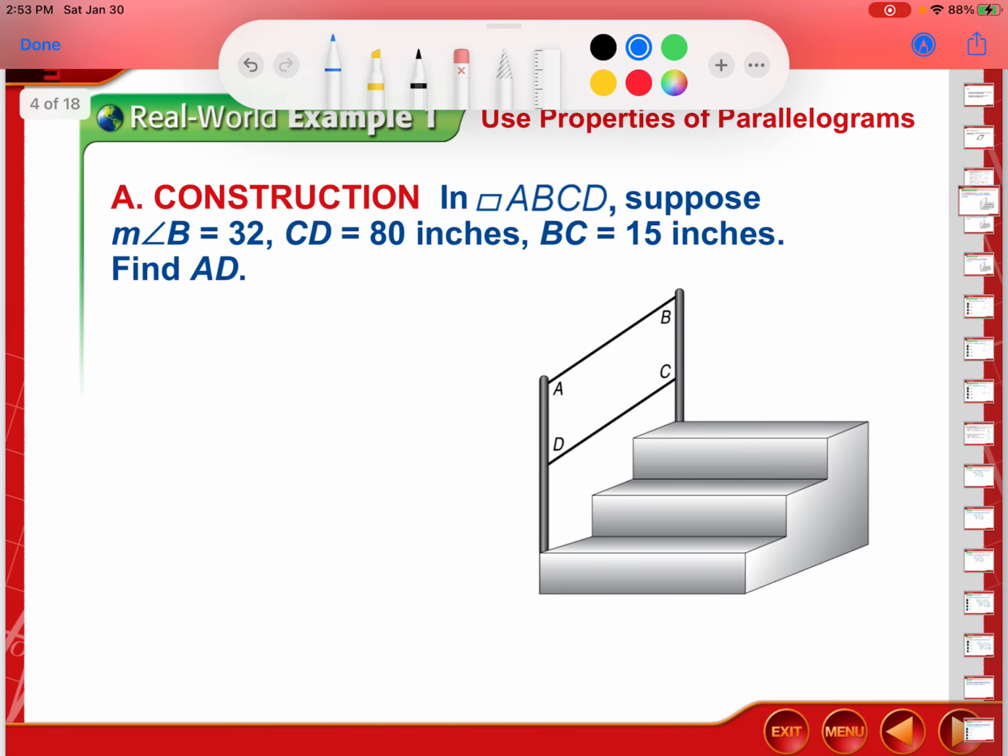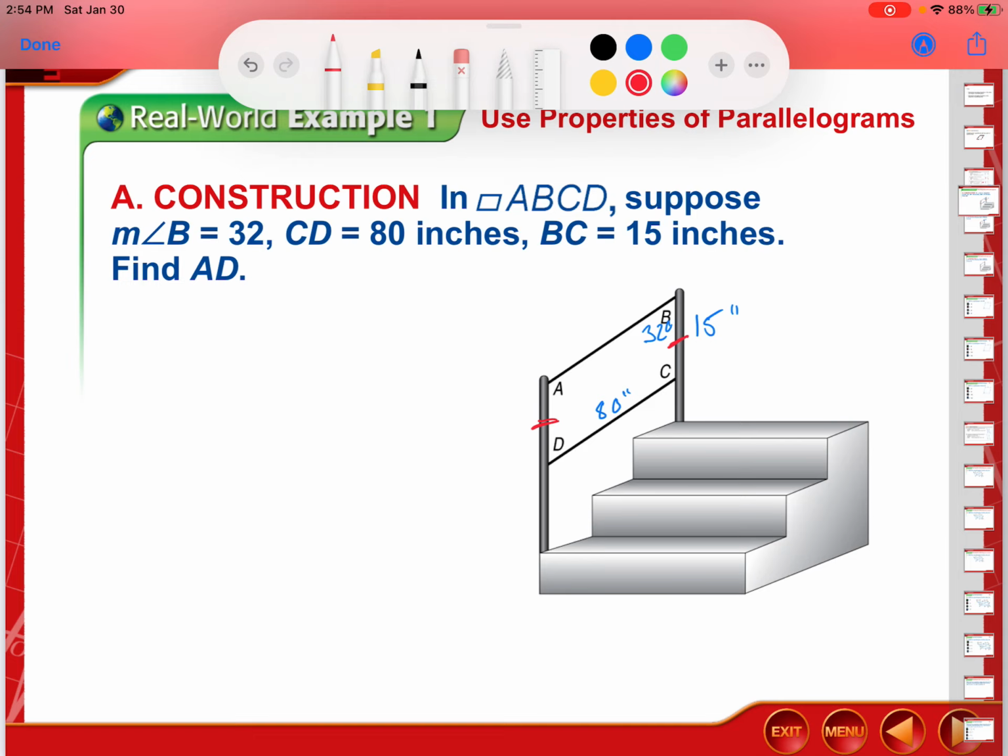Continuing on. So, construction in parallelogram ABCD. Suppose angle B is 32 degrees and CD is 80 inches, and then BC is 15 inches. We're supposed to find AD. So we know BC is congruent to AD. Well, I guess that's all we need to know for this one.